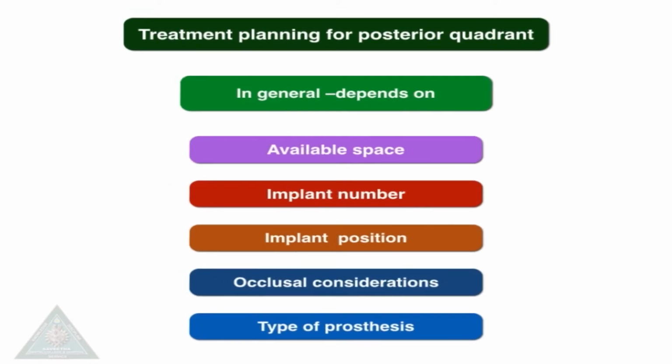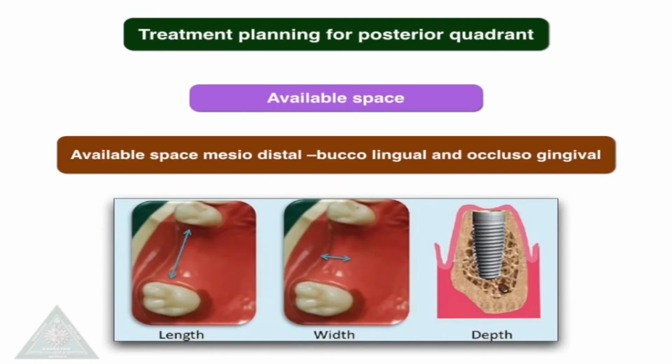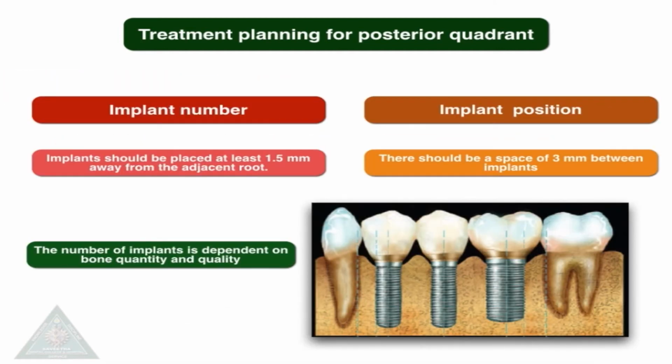Treatment planning for the posterior quadrant. In general, it depends on the available space. As we mentioned before, the mesiodistal, buccolingual, and occlusogingival space has to be evaluated before the placement of the implant. Then the treatment implant number and implant position. Implant should be placed at least 1.5 mm away from the adjacent root, and there should be a space of 3 mm between the implants.